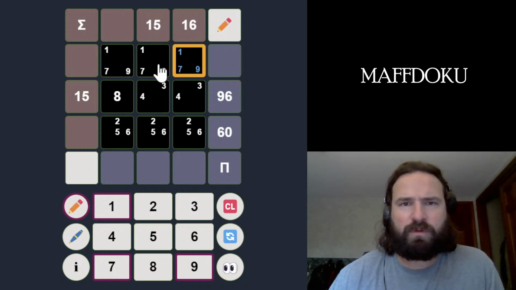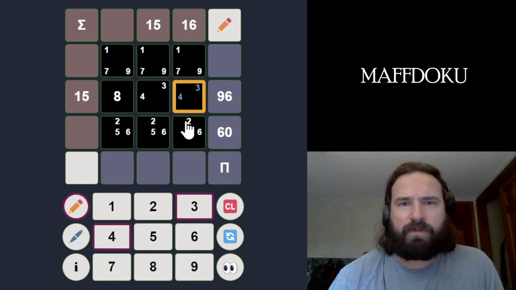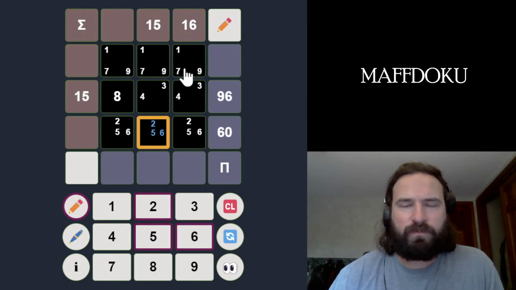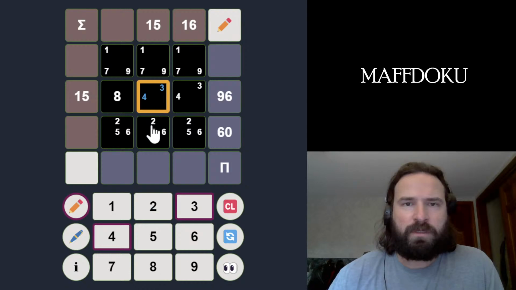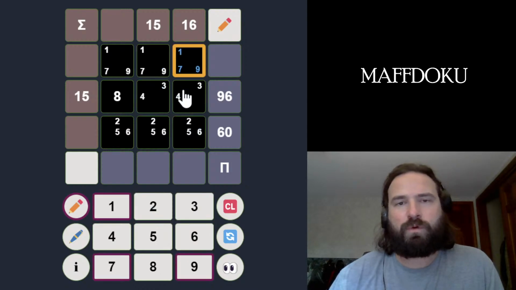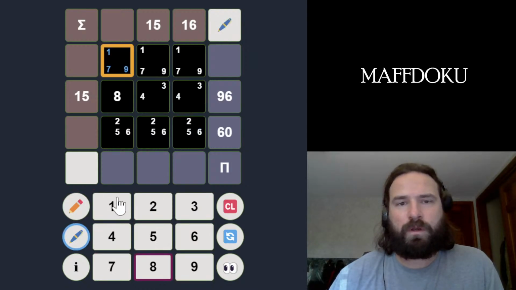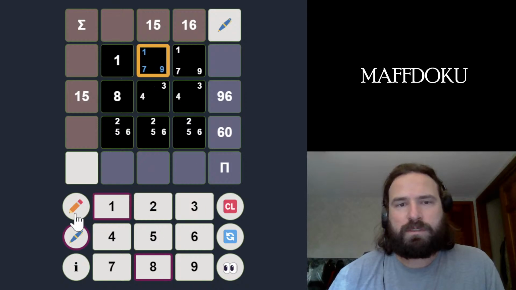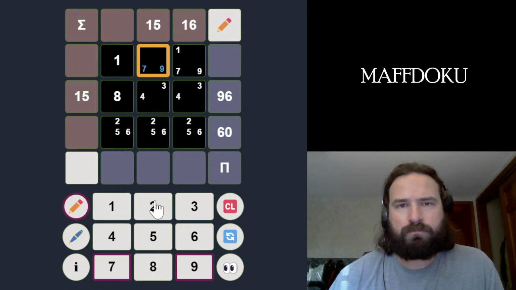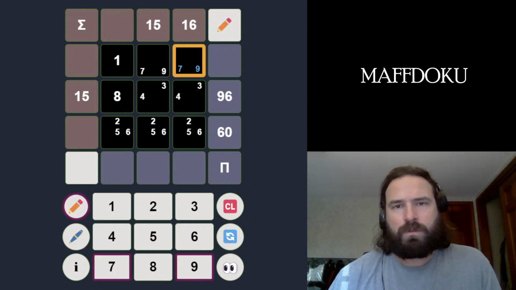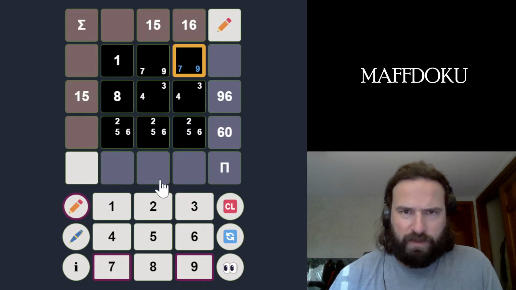Yeah, neither of these could be 1 because we wouldn't be able to get to... We can't add these numbers up to get to 14 or 15, which is what we would have to do if either one of these were 1. So this is going to have to be a 1. So these are 7 and 9. Okay, so we've narrowed that down quite a bit.